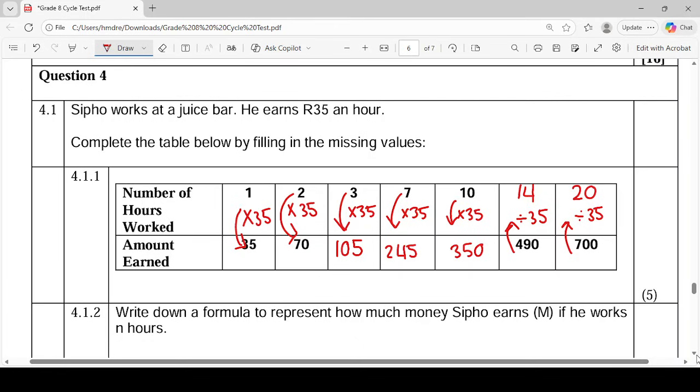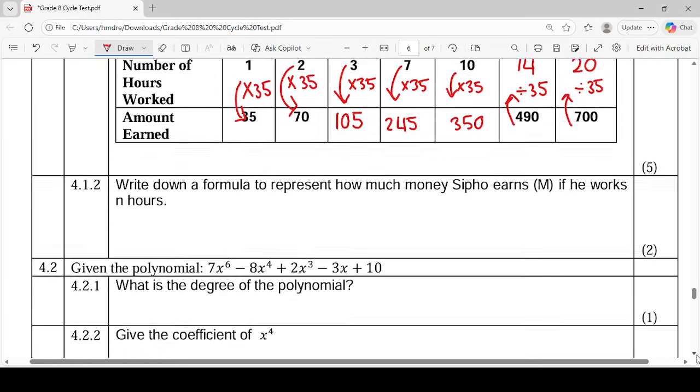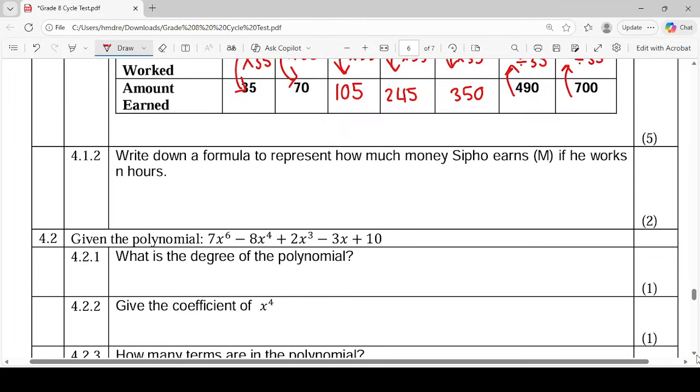Write down a formula to represent how much money Sipo earns in M if he works for N hours. So his money is equal to 35N. Because it's always his hourly rate of 35 times the number of hours, which is N.